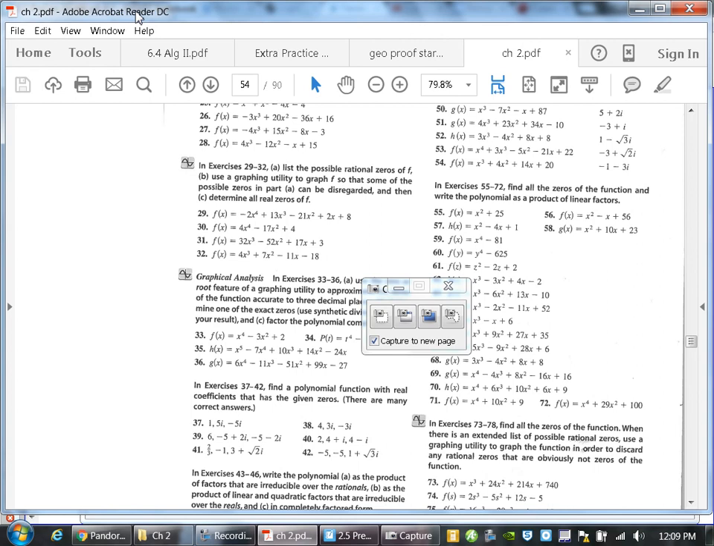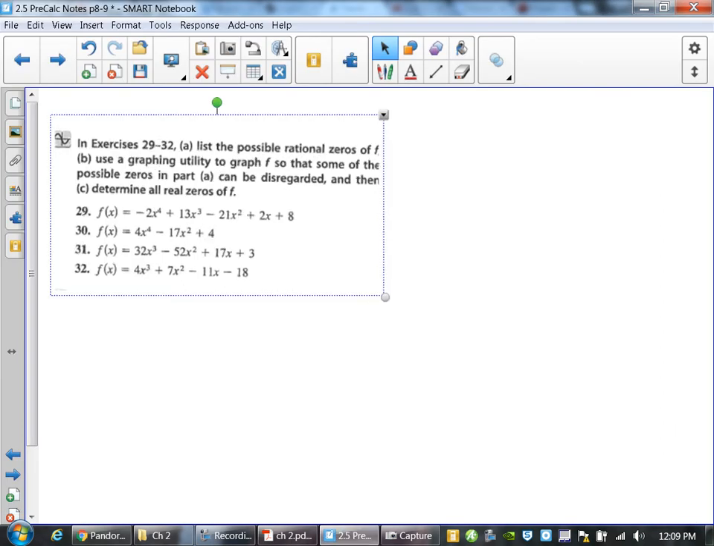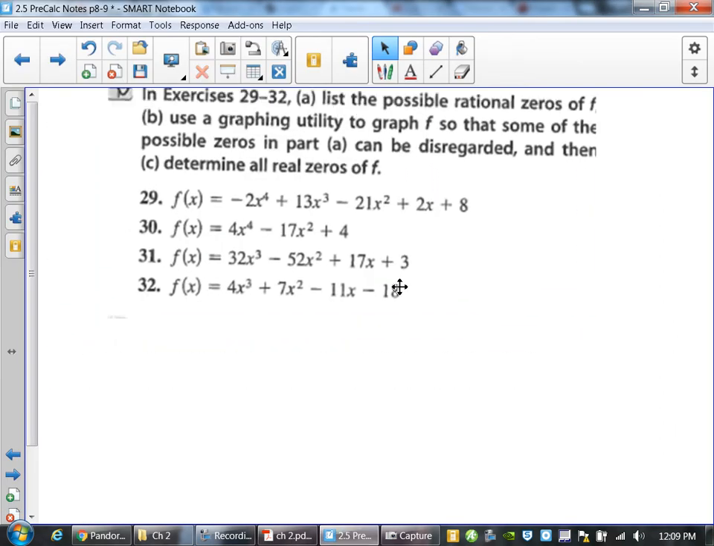You have to list all possible. Remember, you're looking at the factors of the tail divided by the factors of the leading term. So all your factors of 4, plus or minus 1, 2, and 4, divided by plus or minus 1, 2, and 4. Well, that breaks down into a bunch of different fractions. You have 1, 2, 4. You can have 1/2.